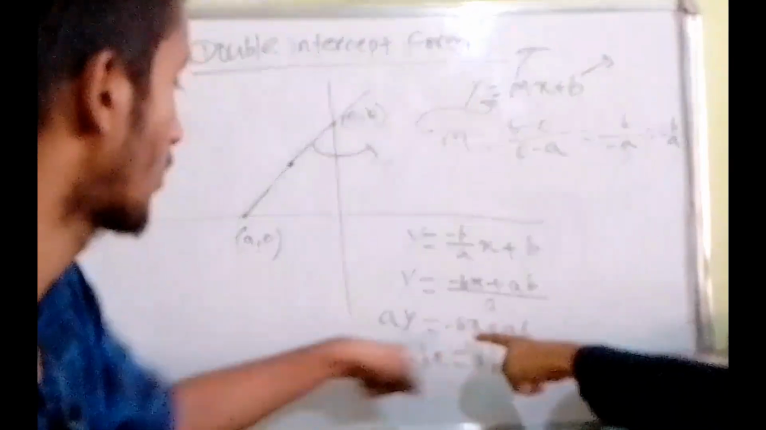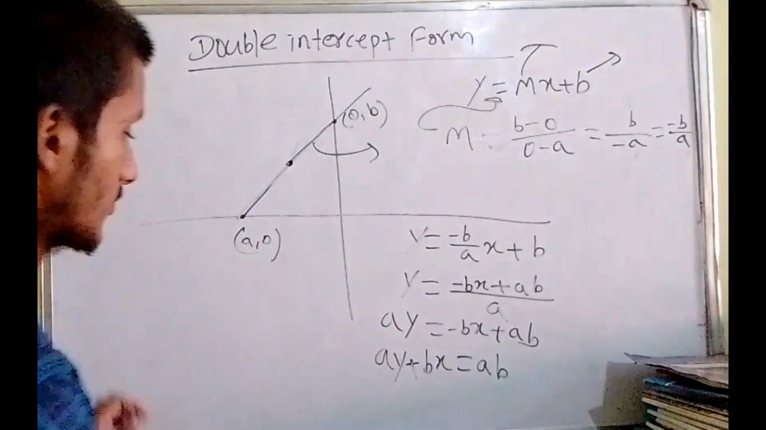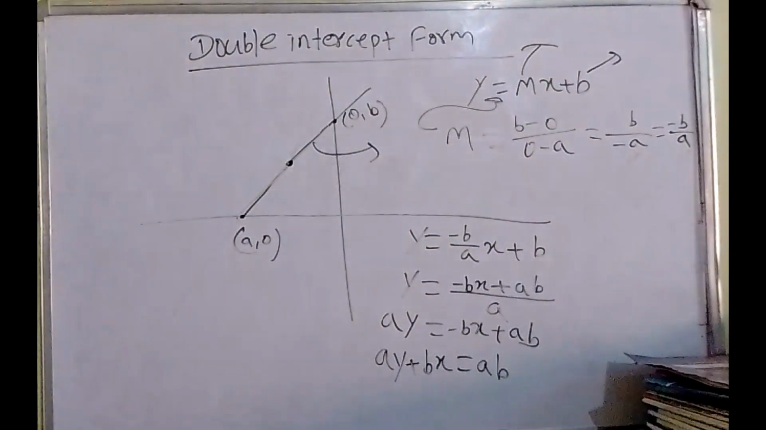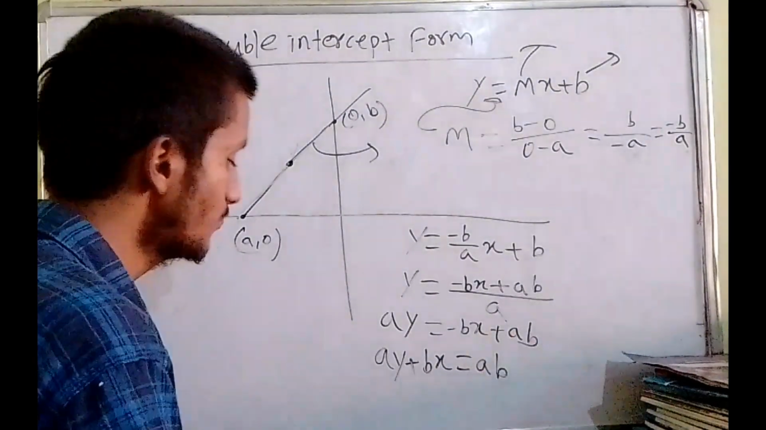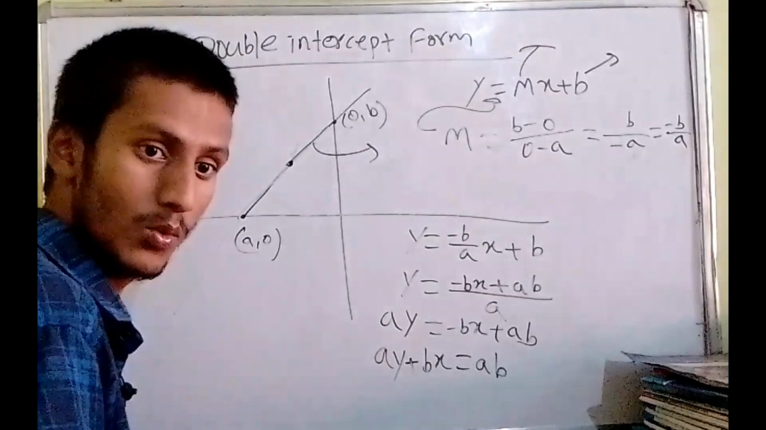Minus. Okay, if it goes in the other side. Okay, right. Thank you for telling me that. So it will be ay plus bx is equal to ab. Now what are you going to do? We're going to divide both sides by ab. Got it?